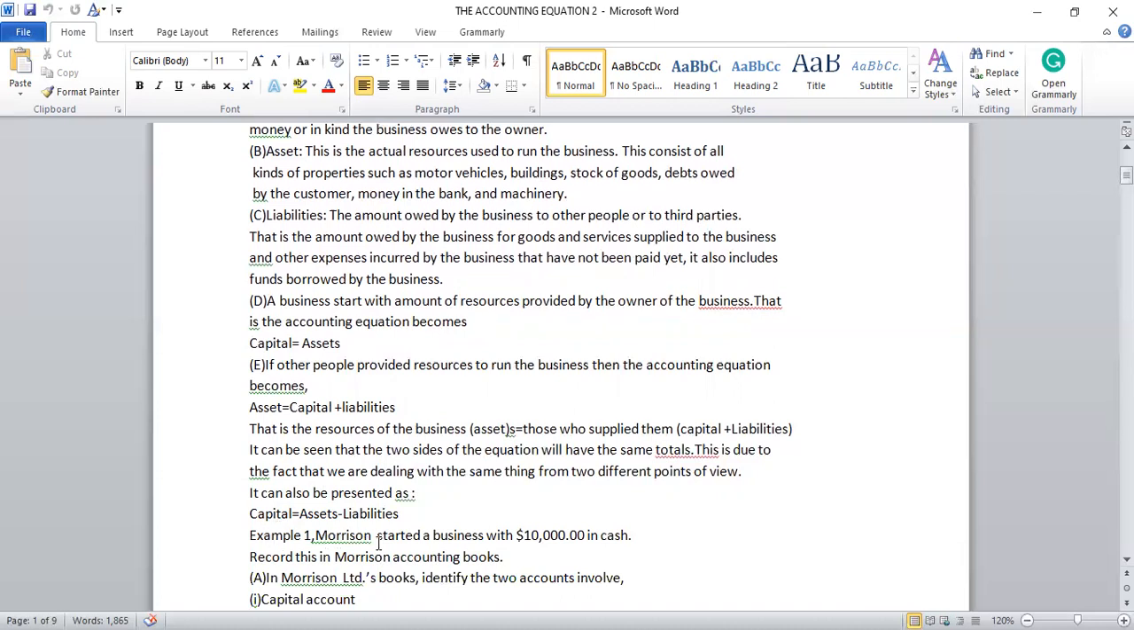Example 1. Morrison started a business with $10,000 in cash. Record this in Morrison's accounting books.